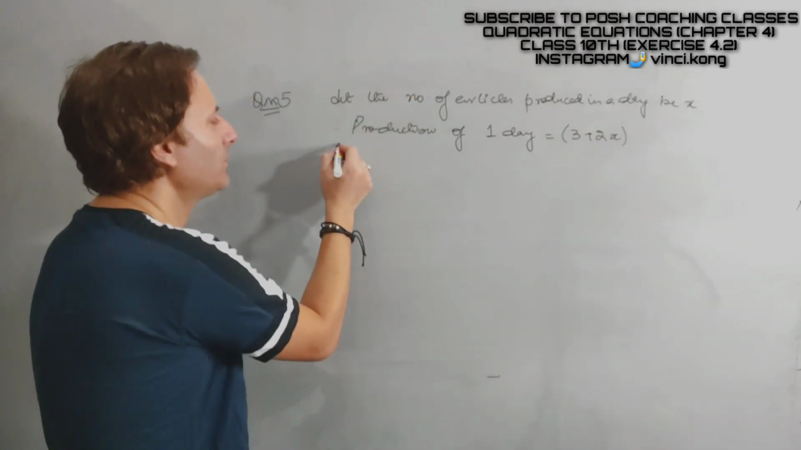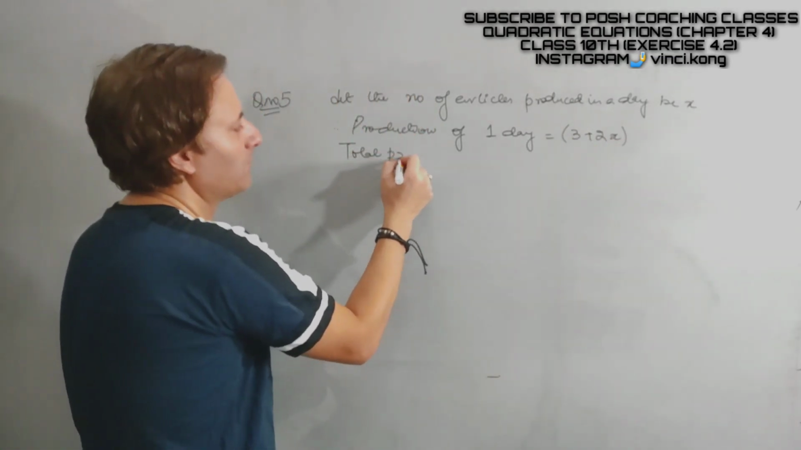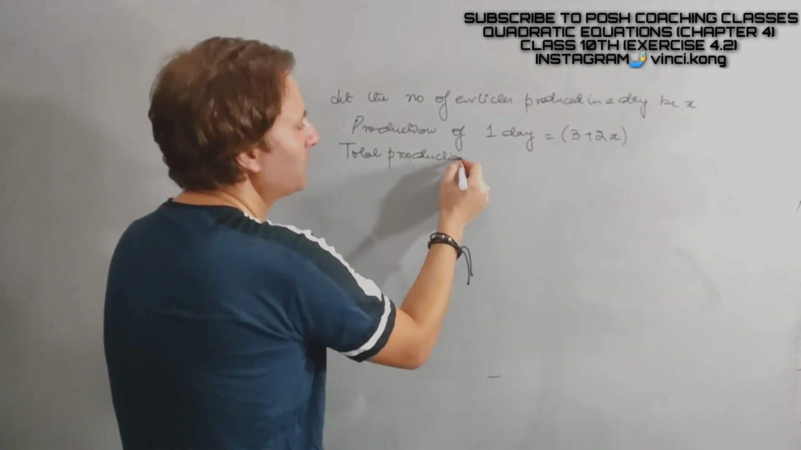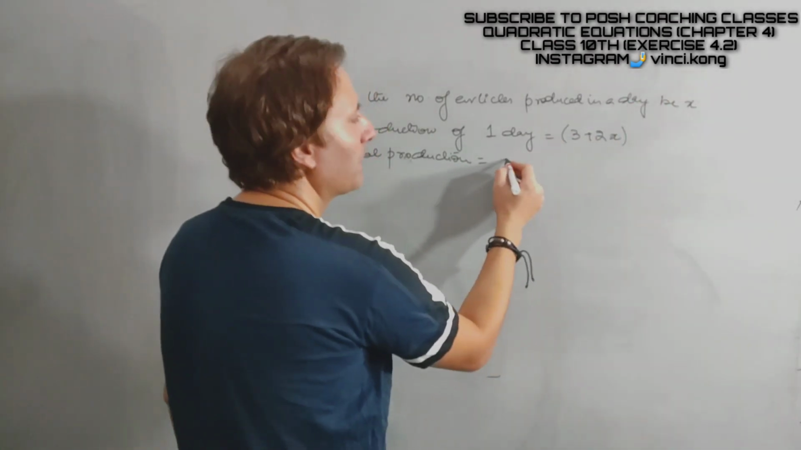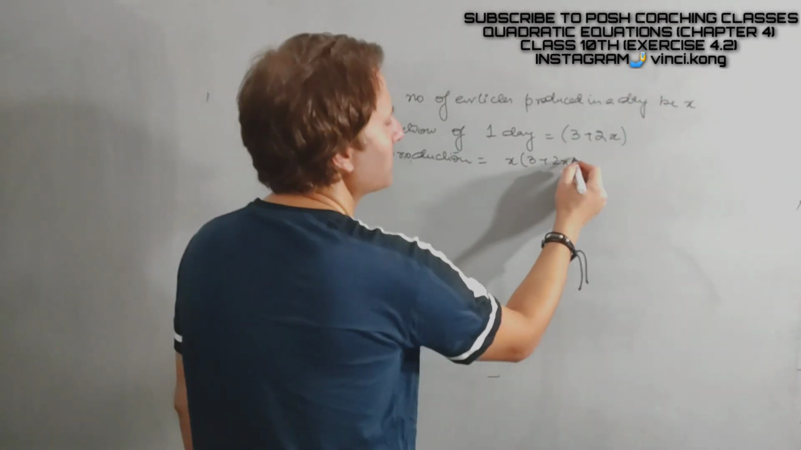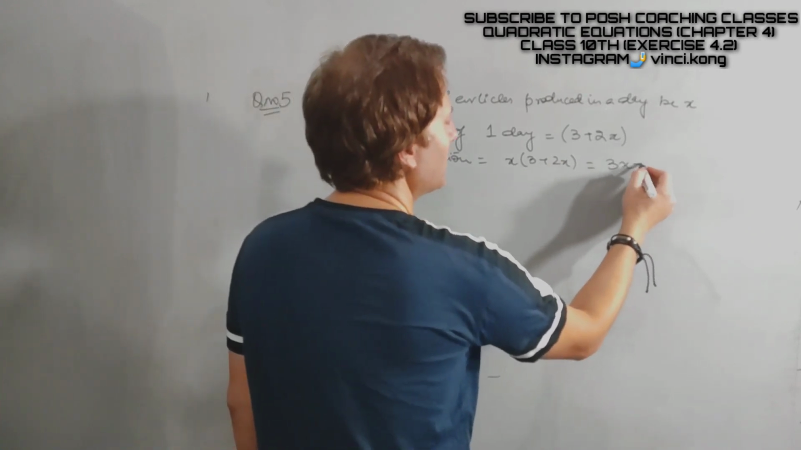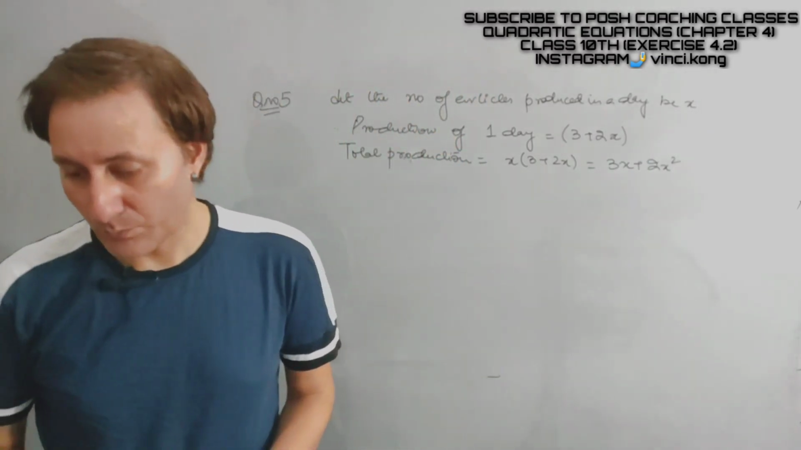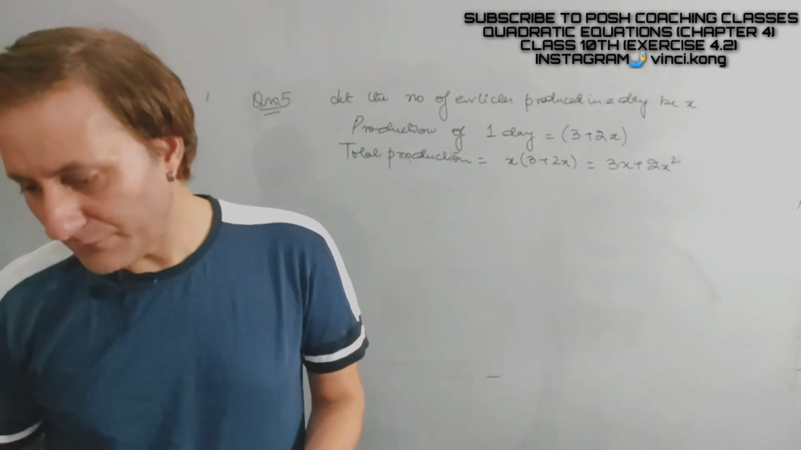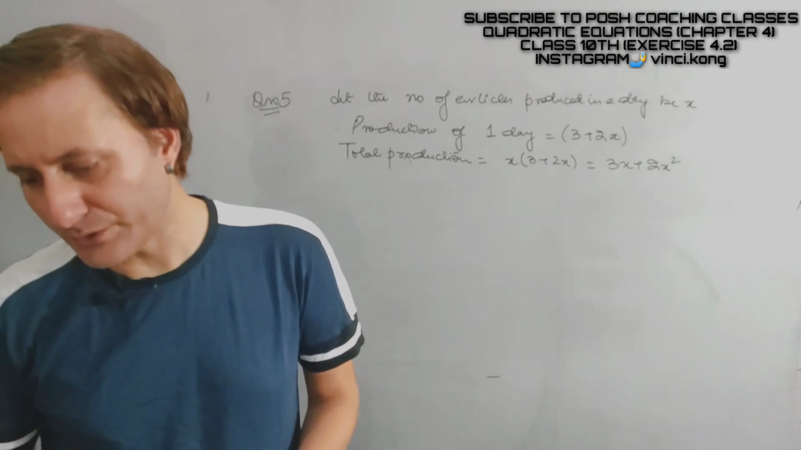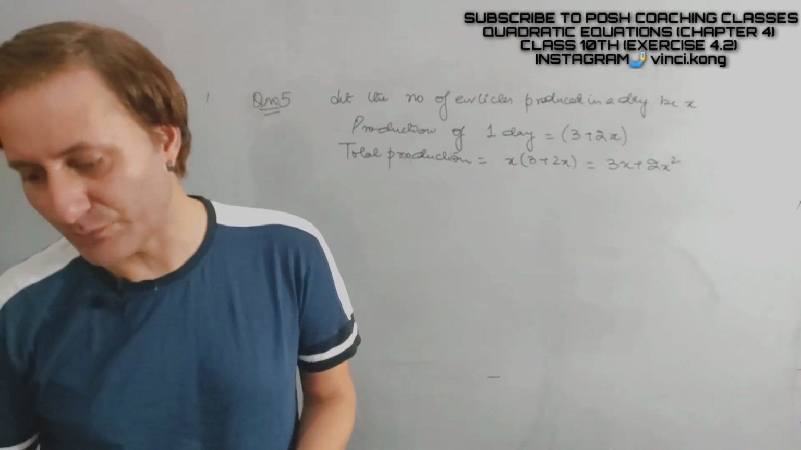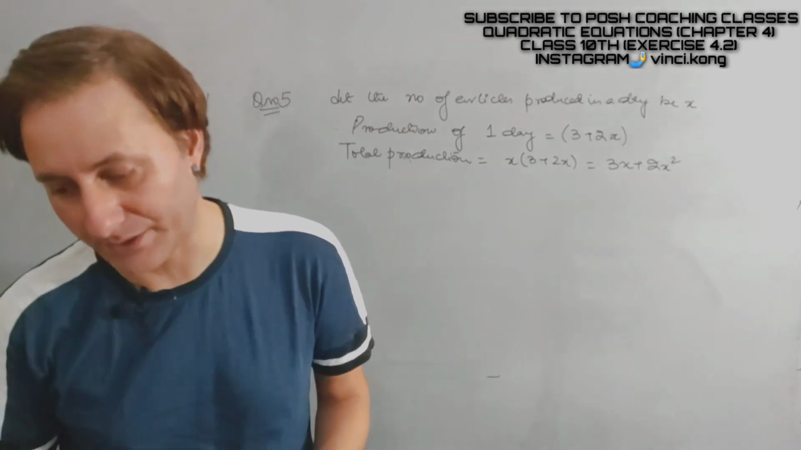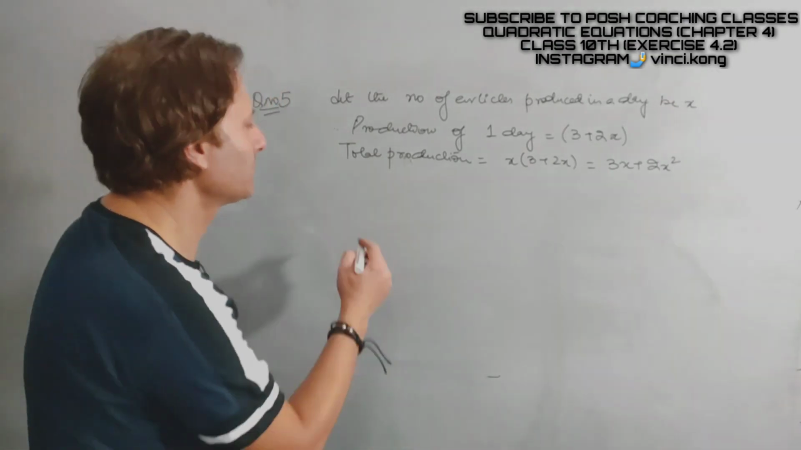Okay, so what is the total production then? Total production will be this multiplied by this, x times (3 plus 2x). What do we have? We have 3x plus 2x squared. Okay, now what else does it say? If the total cost of production on that day was rupees 90, find the number of articles produced and the cost of each article.